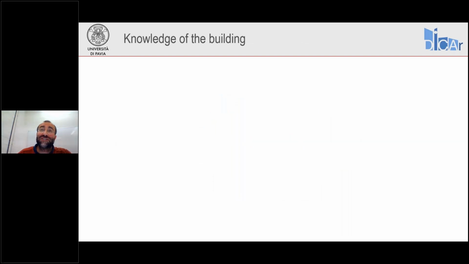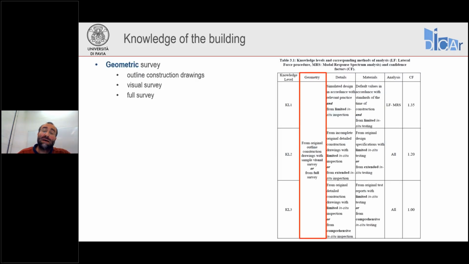So let's start from the first ingredient of the framework, that is the knowledge of the building that we are analyzing. Now, there is a useful table in Eurocode 8, it's table 3.1. When I say Eurocode 8 for existing buildings, I'm always referring to Eurocode 8 Part 3. And this table basically defines different levels of knowledge. We have three levels of knowledge, and it allows us to determine in which of these levels we are with the knowledge that we have about our building.